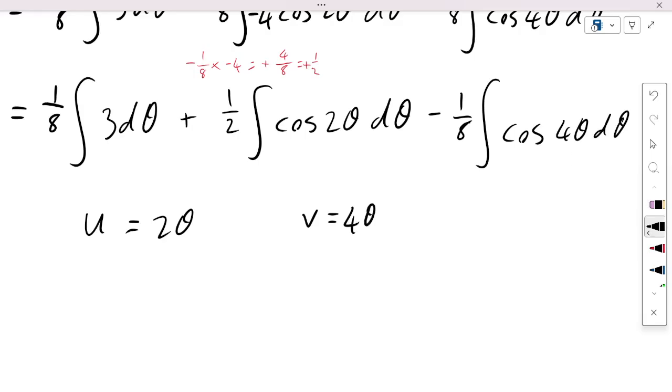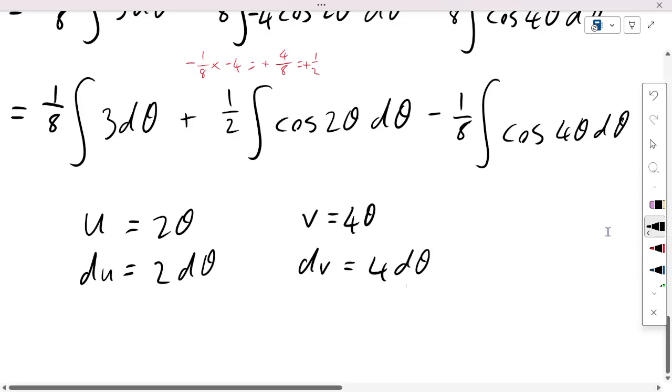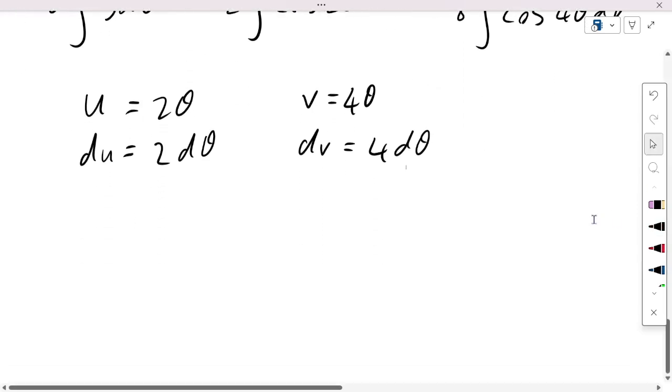And then because we did the substitution, we're going to take the derivative on both sides. I'm immediately going to make du the subject of the formula. This will be 2 multiplied by d theta. And then dv is equal to 4 with respect to d theta. So that's what we have, if we just immediately make them the subject of the formula.